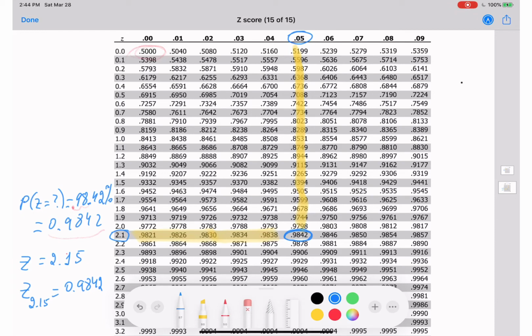Let me take another example. Let's say we need to find the z-score for the probability 0.8078. Put on a pause and find what z-score is matching, and then open and check. Okay.